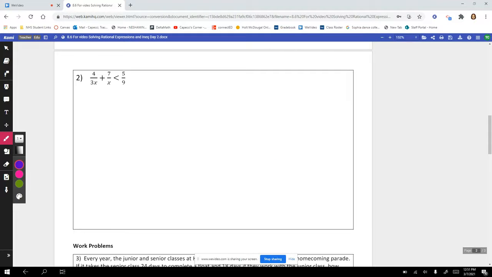All right, let's take a look at number 2. Now, if you want to try this one by yourself, you're always welcome to just pause the video and see how you do. Okay, so I'm going to first do my related equation. Oh, that's supposed to be an equal sign over 9. My LCD here is going to be 9x. So I'm going to multiply everything by 9x, each fraction.